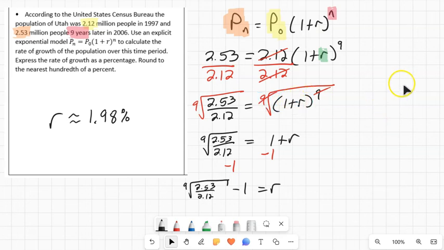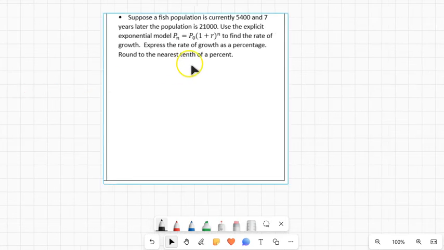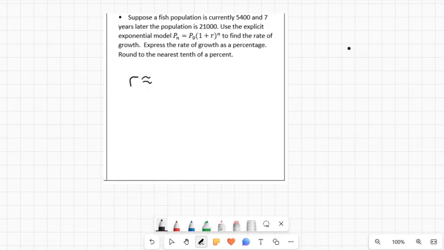All right, your turn. Go ahead and pause the video and work out the rate for this exponential situation. All right, you should end up with R is approximately 21.4%.